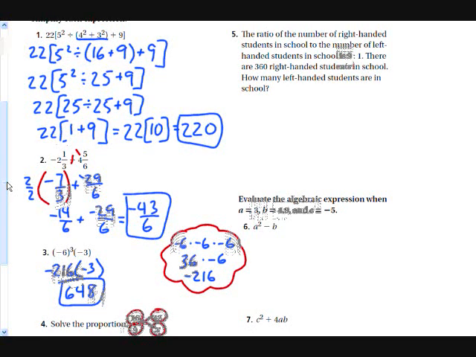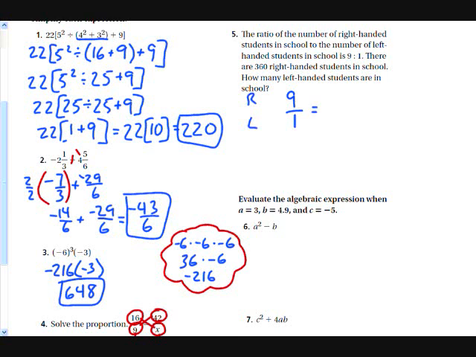Number 5, it says the ratio of the number of right-handed students in school to the number of left-handed students is 9 to 1. And it also tells us that there are 360 right-handed students. And so we want to know how many left-handed students there are. So what we're going to do here is, like in number 4, we're going to solve a proportion, but this time we have to set the proportion up ourselves. So first things first, it says the number of right-handed to left-handed students is 9 to 1. And I can write that as a fraction, 9 to 1. And that was right-handed over left-handed.